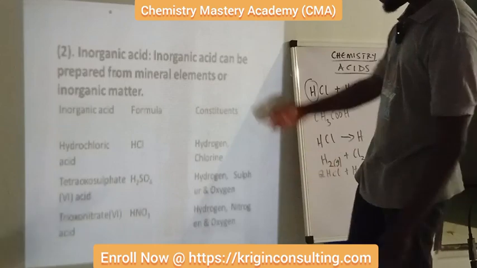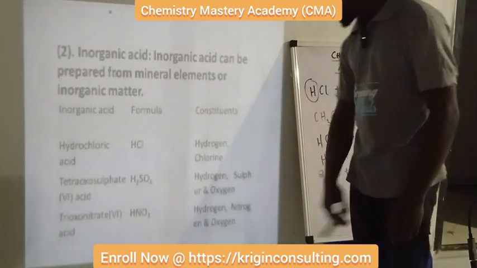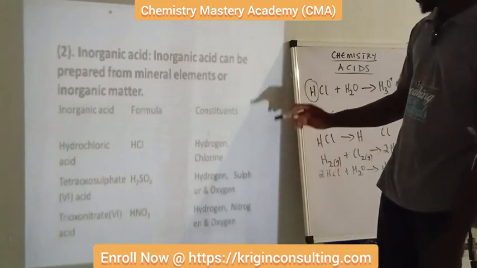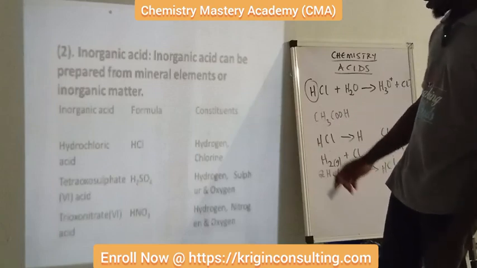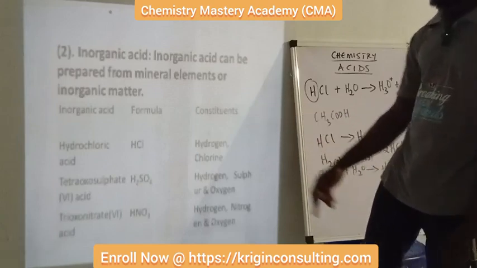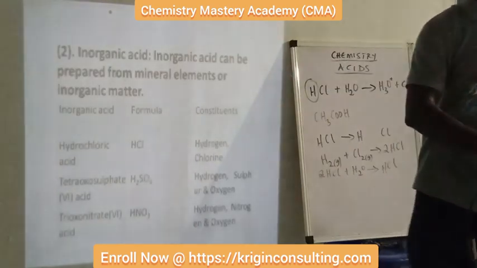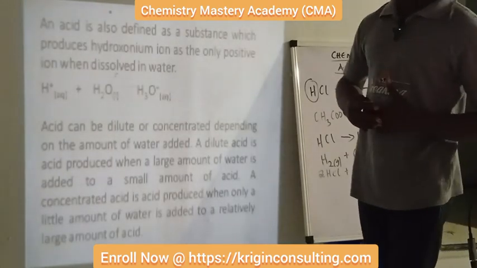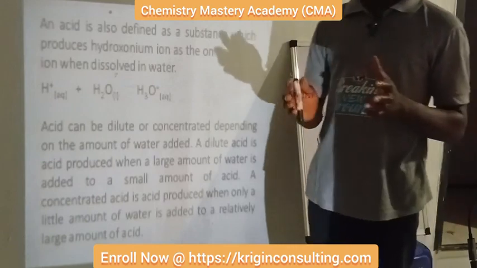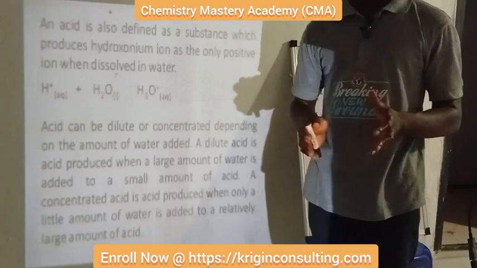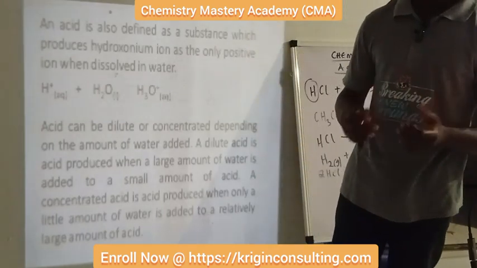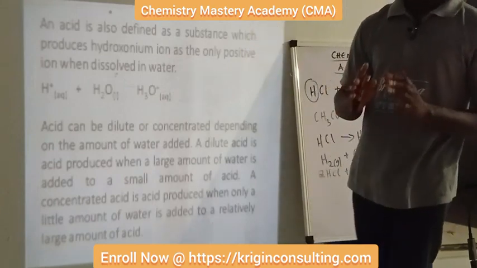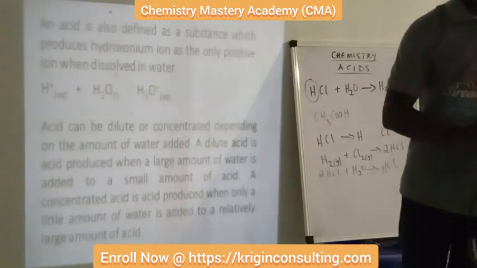That's another acid. What makes it up? We have hydrogen, sulfur, and oxygen. Then we have trioxonitrate 5, HNO3 acid. What makes it up? Hydrogen, nitrogen, and oxygen. Okay, now acid also can be grouped into another category based on their strengths. Based on their strength. So when you are grouping acid based on their strength, we have strong acid and we have weak acid. Now, what is the distinguishing factor between strong acid and weak acid?